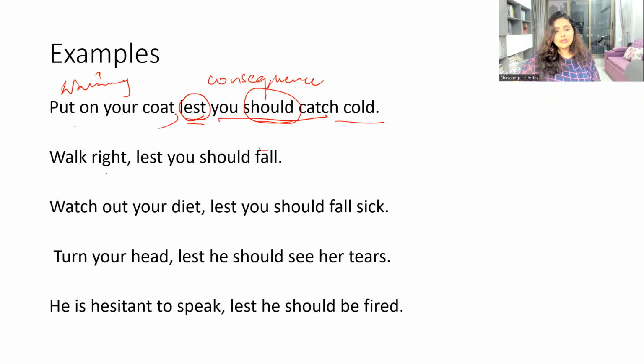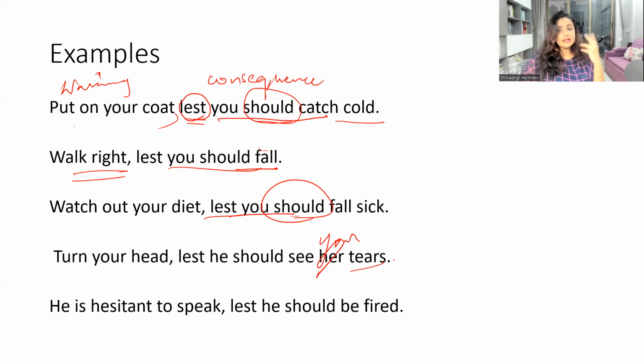Okay, so walk right. This is the warning. Walk right, lest you should fall. The consequence comes after lest. So this is how the sentence structure is. Watch out your diet, lest you should fall sick. Turn your head, lest he should see your tears.